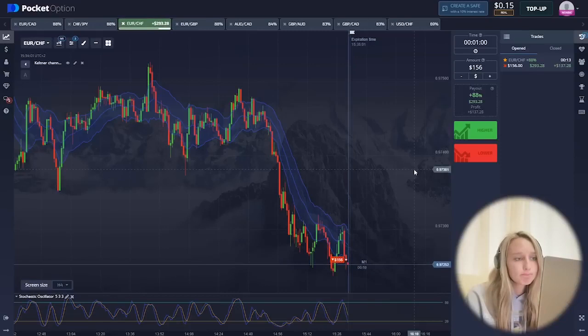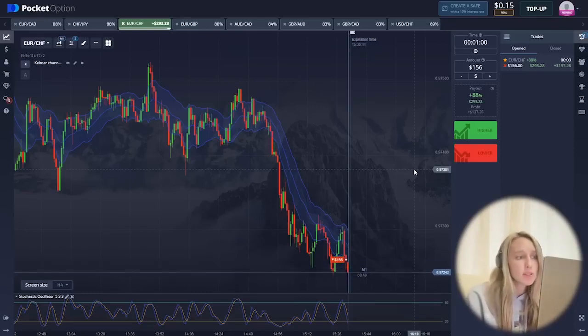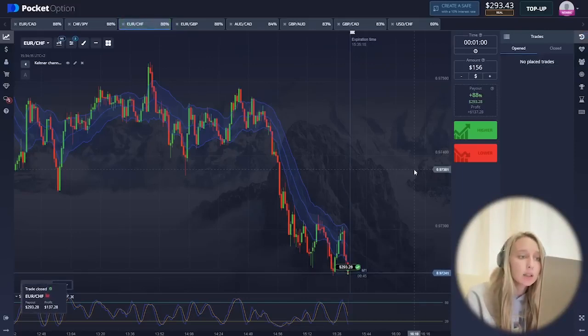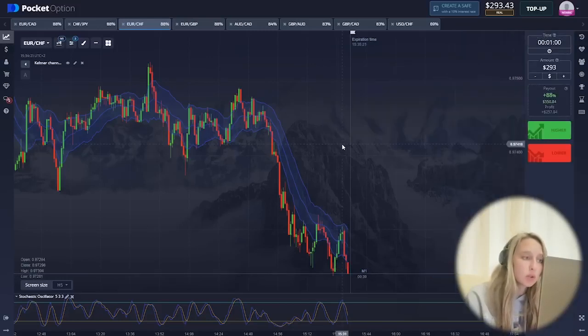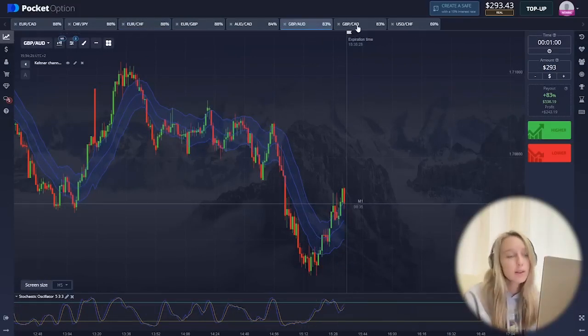As you can see, the downward movement has already started. The stochastic has crossed the level of 20, and I think it will stay there for some time. The movement should go a little lower. The second deal closes in a plus. The balance is already $293. We set the maximum value as usual, and let's continue our analytics.